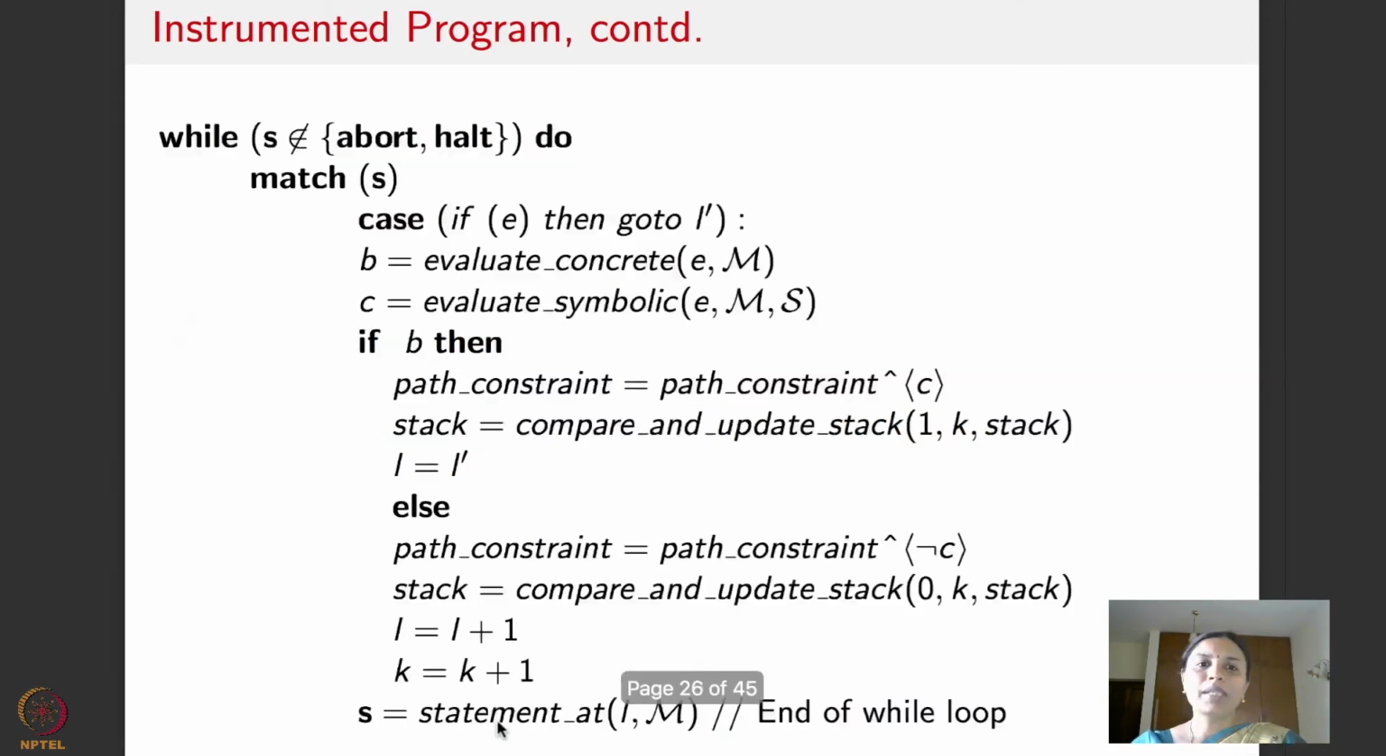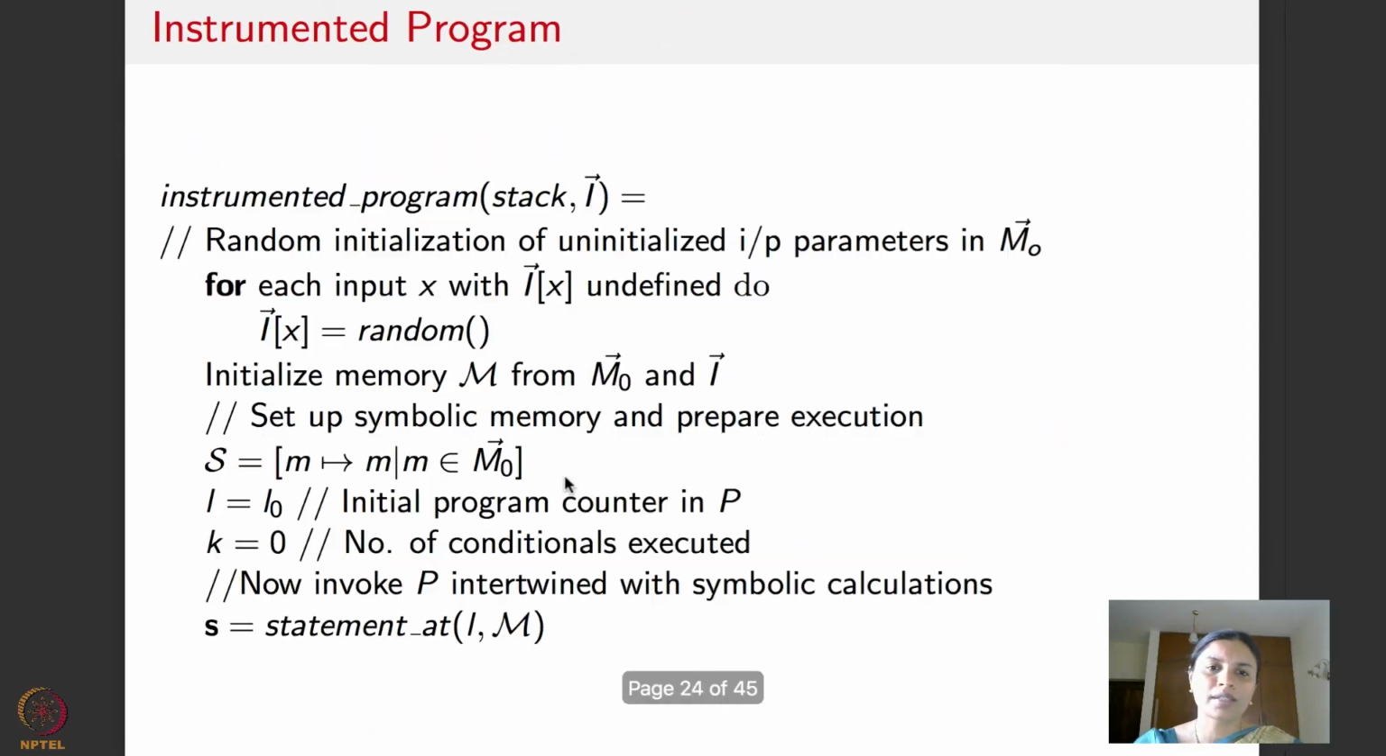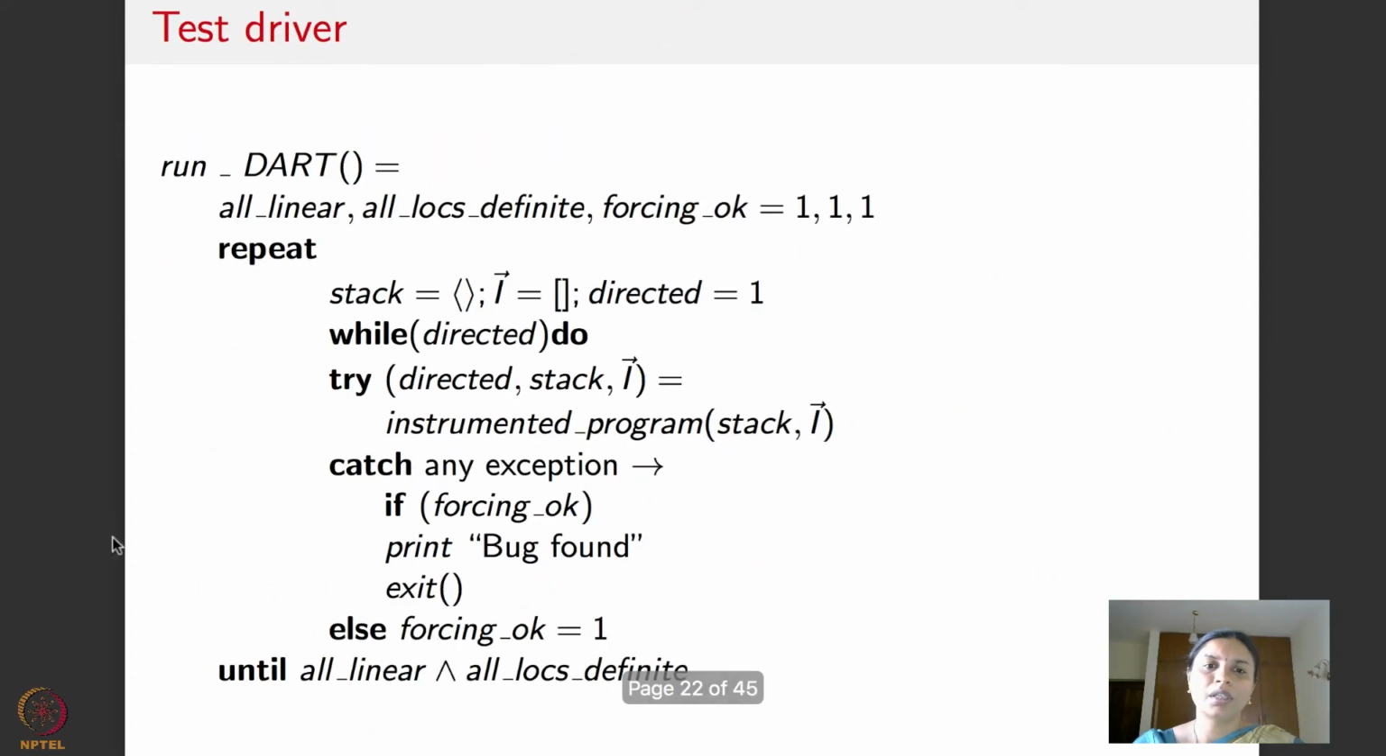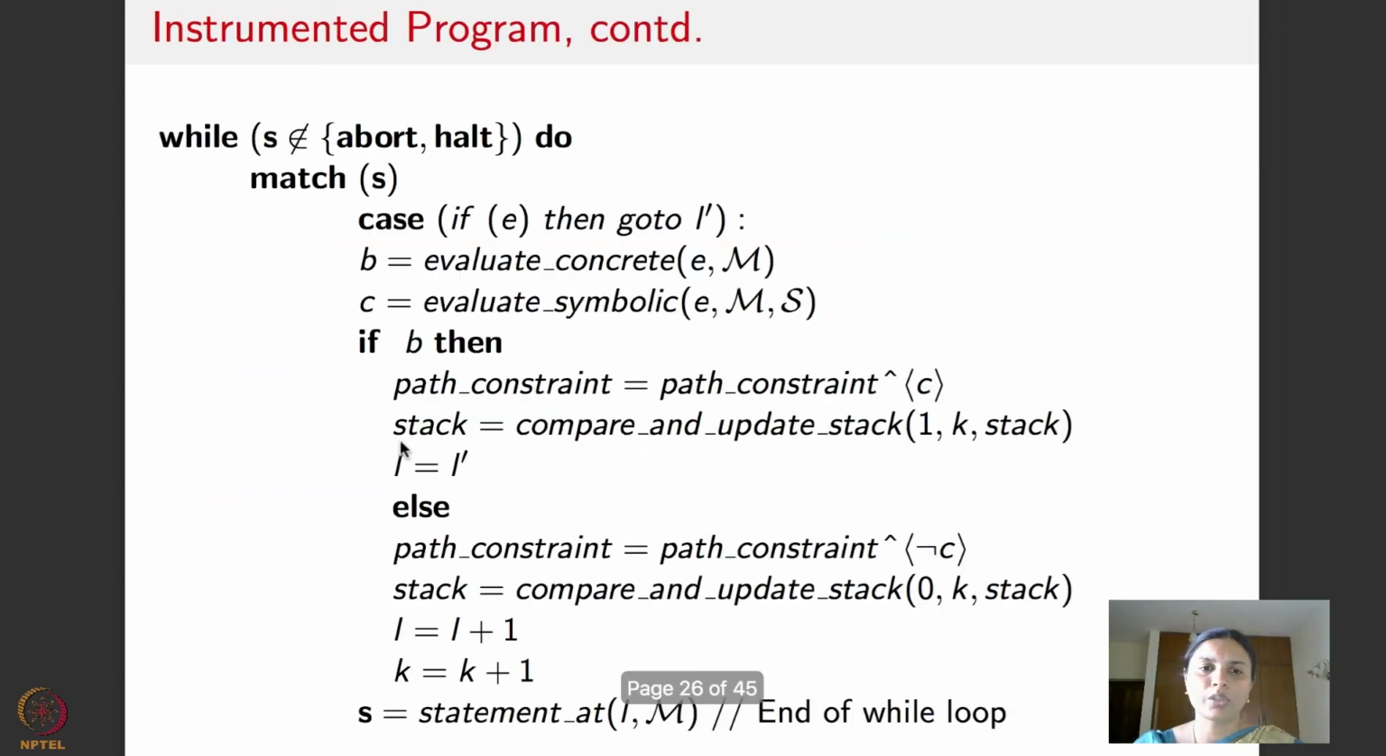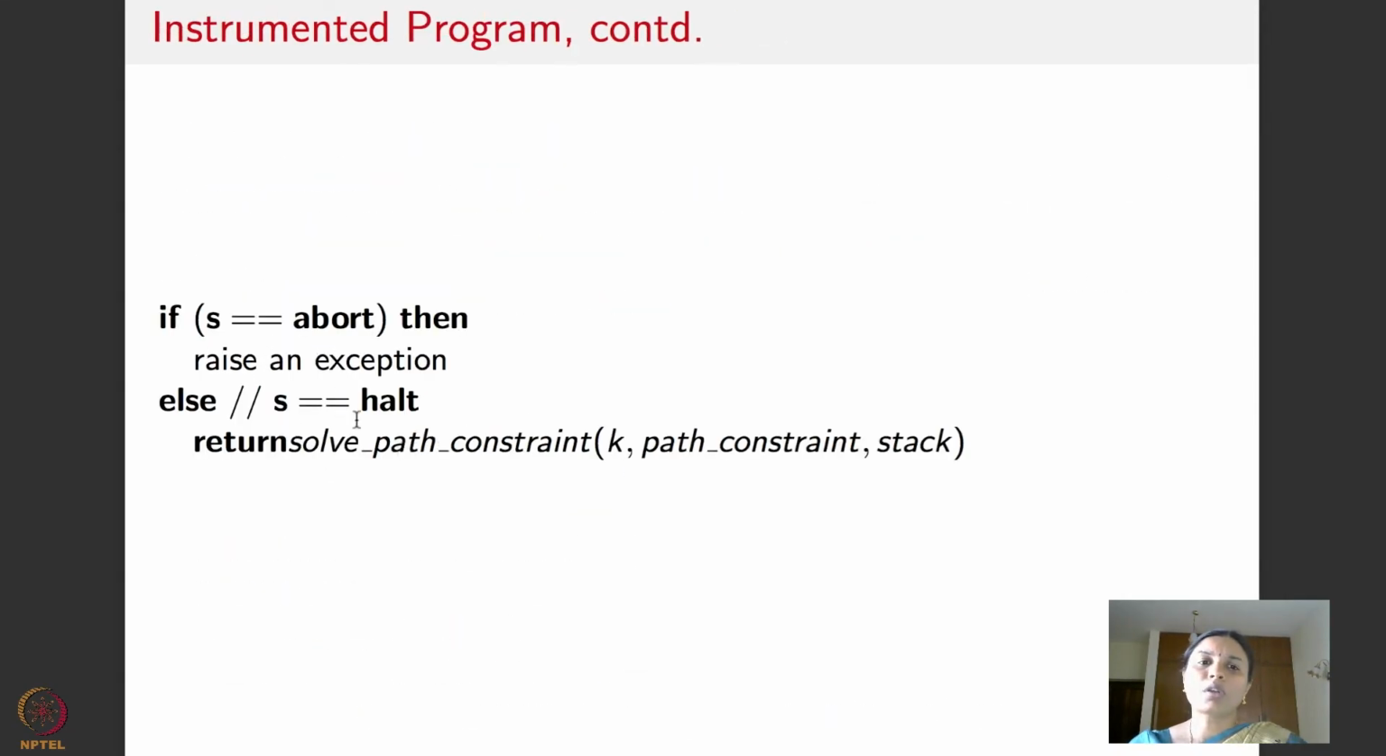Is this clear? So basically this part grows the path constraint one at a time. And what does the stack do? The stack keeps track of which path constraint was added the latest, because that's the path constraint that Dart is going to flip to be able to get the next execution of the program. That's what Dart does here, right? It will flip it in the main thing when it does the next execution of the program. So if S is an abort, then Dart raises an exception. If S is a halt, then it just directly calls the constraint solver with the path constraint that it has collected, taking it from the stack.